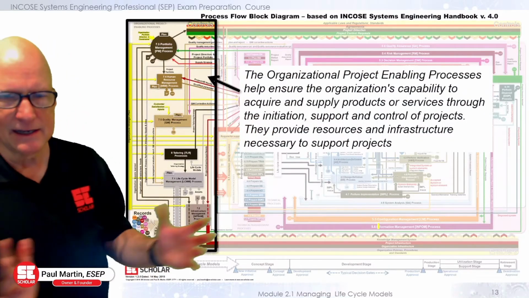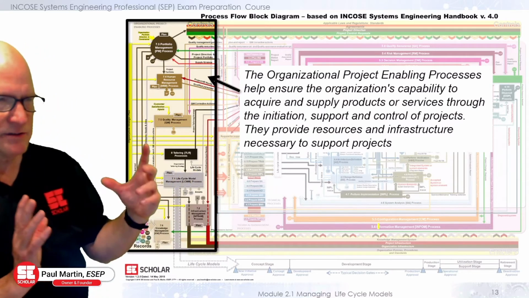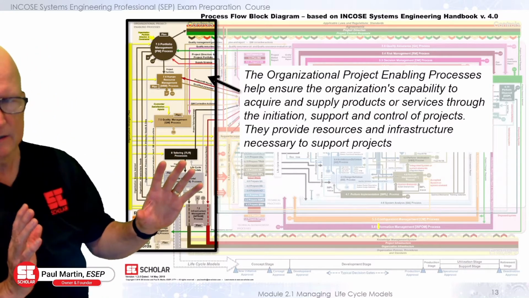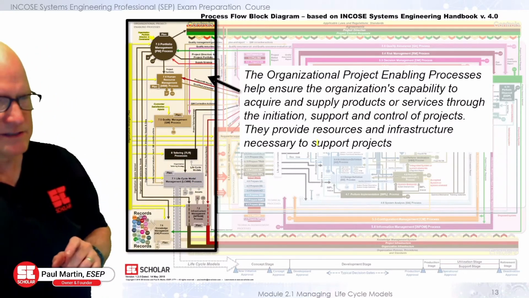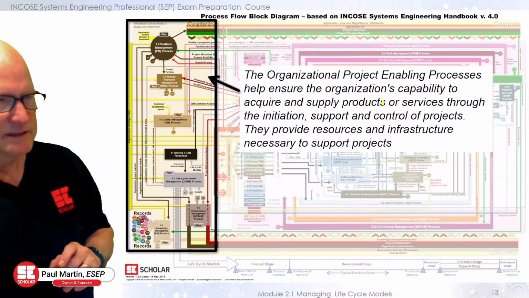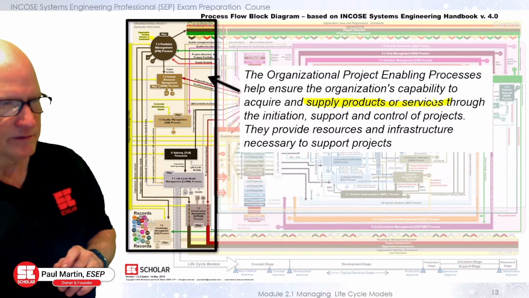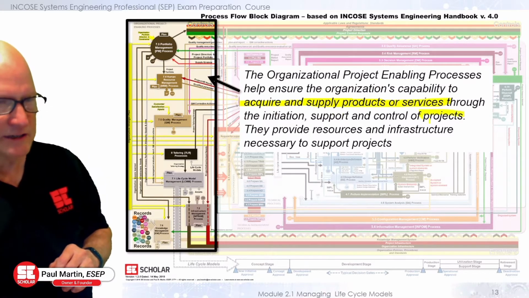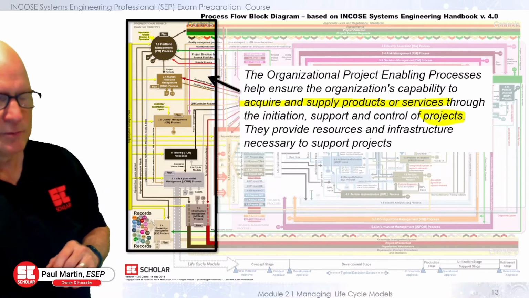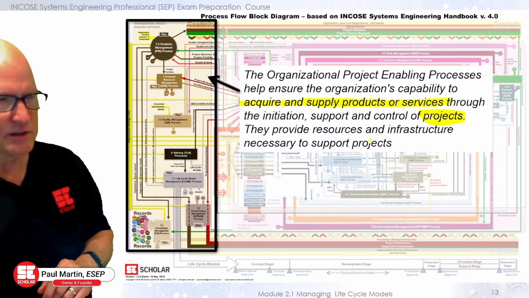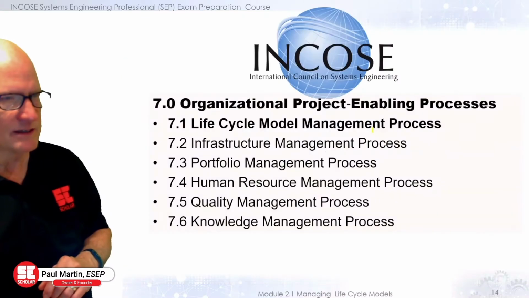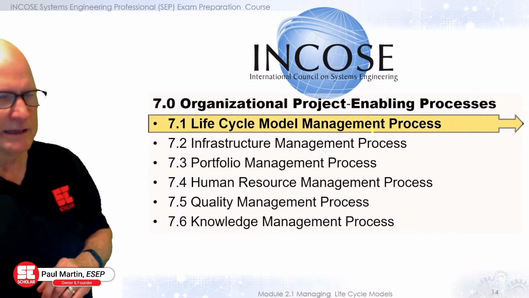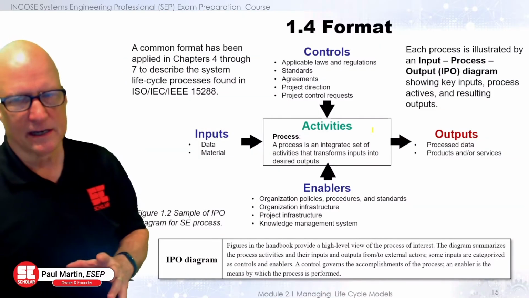So as I showed you, the organization is on the left side of my V. Again, just as I explained, this is the capability to acquire and supply products and services through the initiation, support, and control of projects. So providing those resources and infrastructure necessary to support the projects. All right, let's get into life cycle model management.